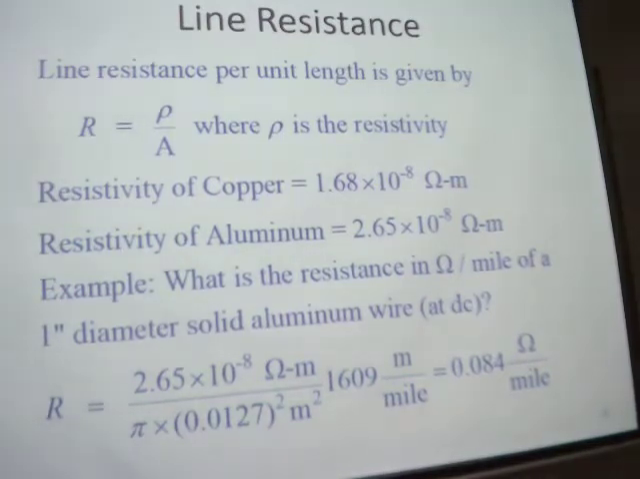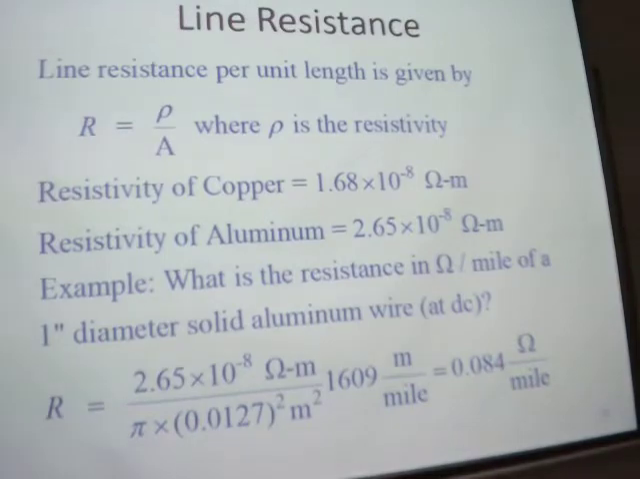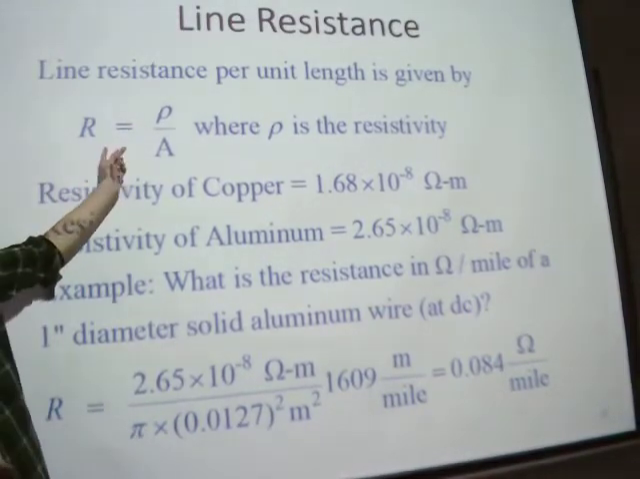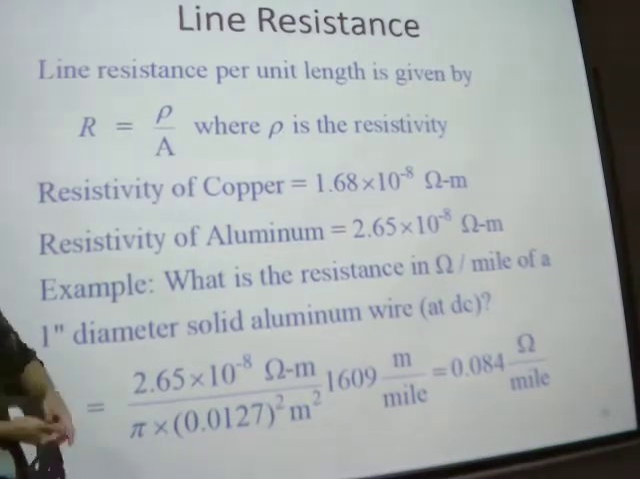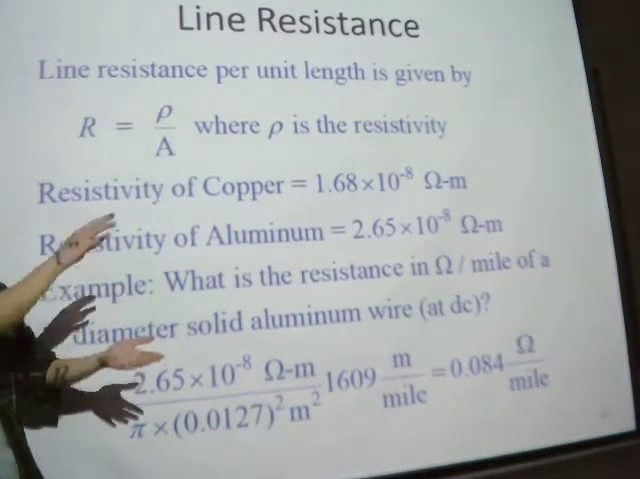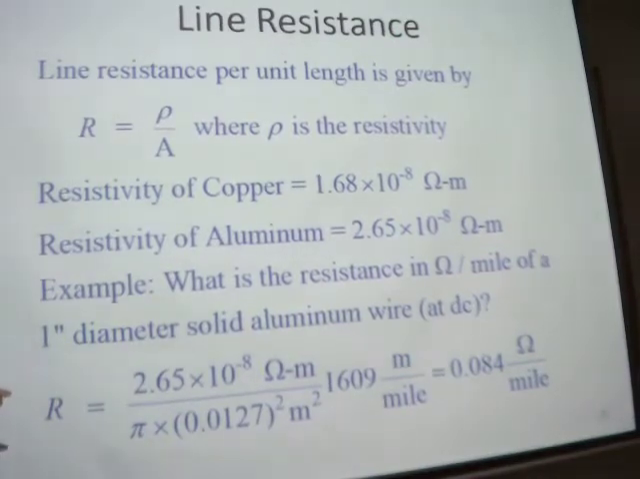Okay, so the final part, the resistance of the transmission line. We have completed the other two, and this is the easiest one. The resistivity divided by the area of the transmission line.